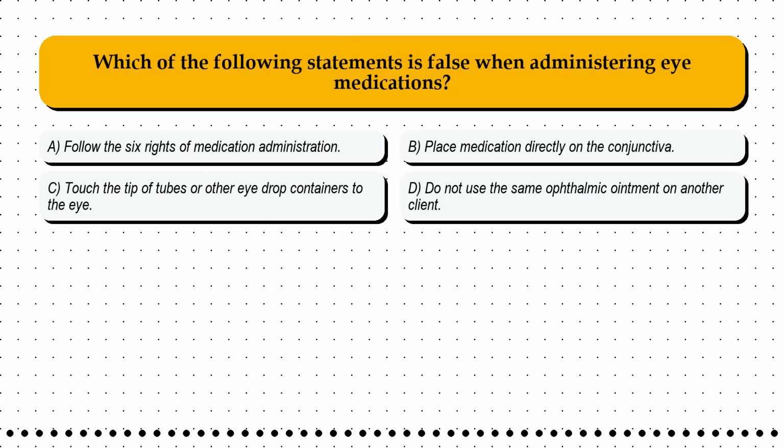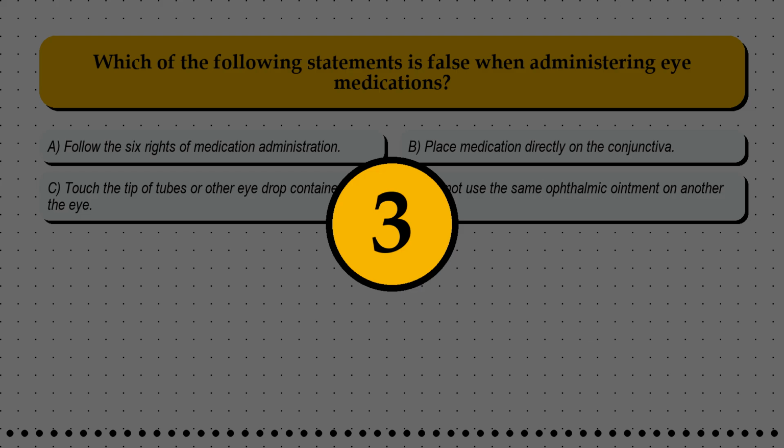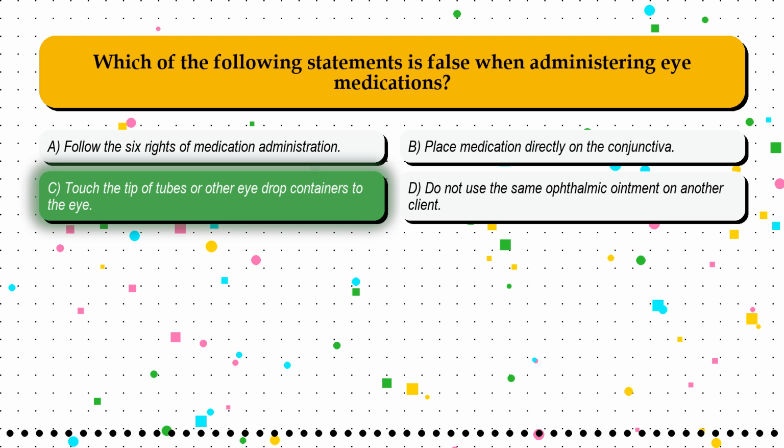Question 179. Which of the following statements is false when administering eye medications? Option A, follow the 6 rights of medication administration. Option B, place medication directly on the conjunctiva. Option C, touch the tip of tubes or other eye drop containers to the eye. Option D, do not use the same ophthalmic ointment on another client. The correct answer is option C, touch the tip of tubes or other eye drop containers to the eye.